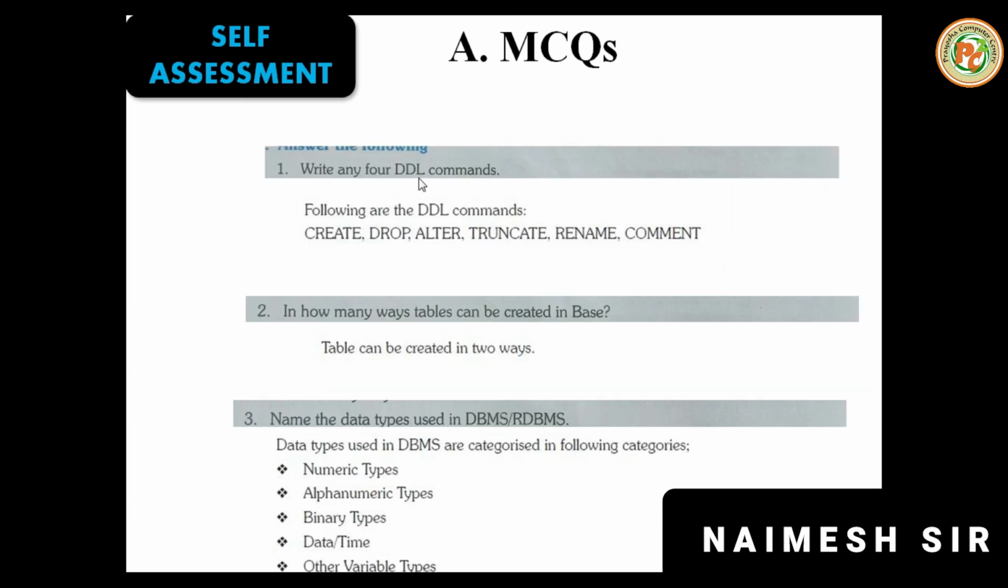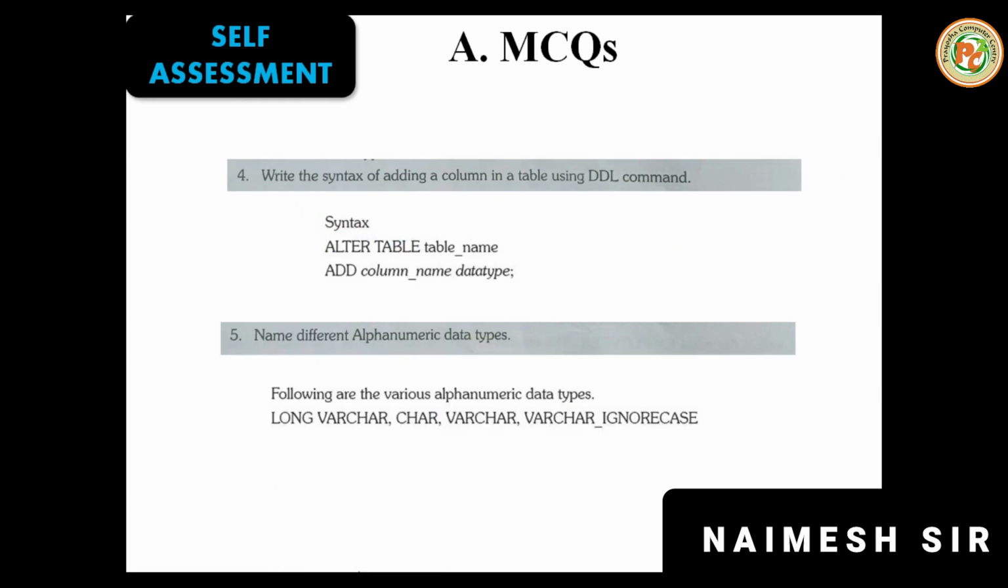Write any 4 DDL commands: create, drop, alter, truncate, rename, comment. In how many ways can tables be created in Base? It can be created in 2 ways, wizard and design. Name the data types used in DBMS or RDBMS: numeric data types, alphanumeric, binary, datetime, and other variable types.